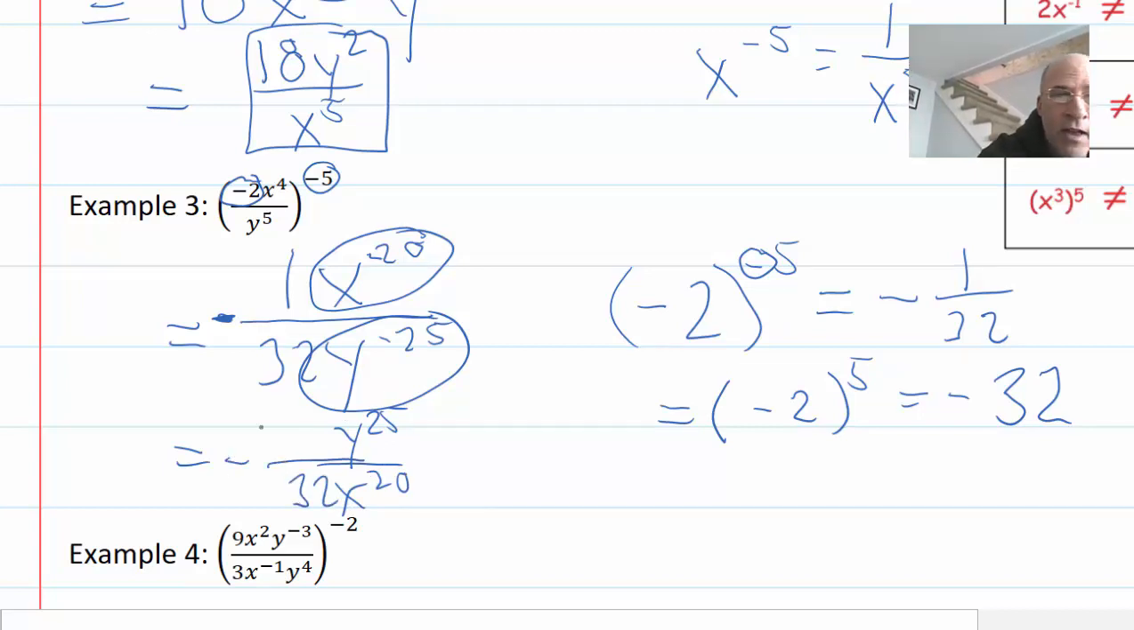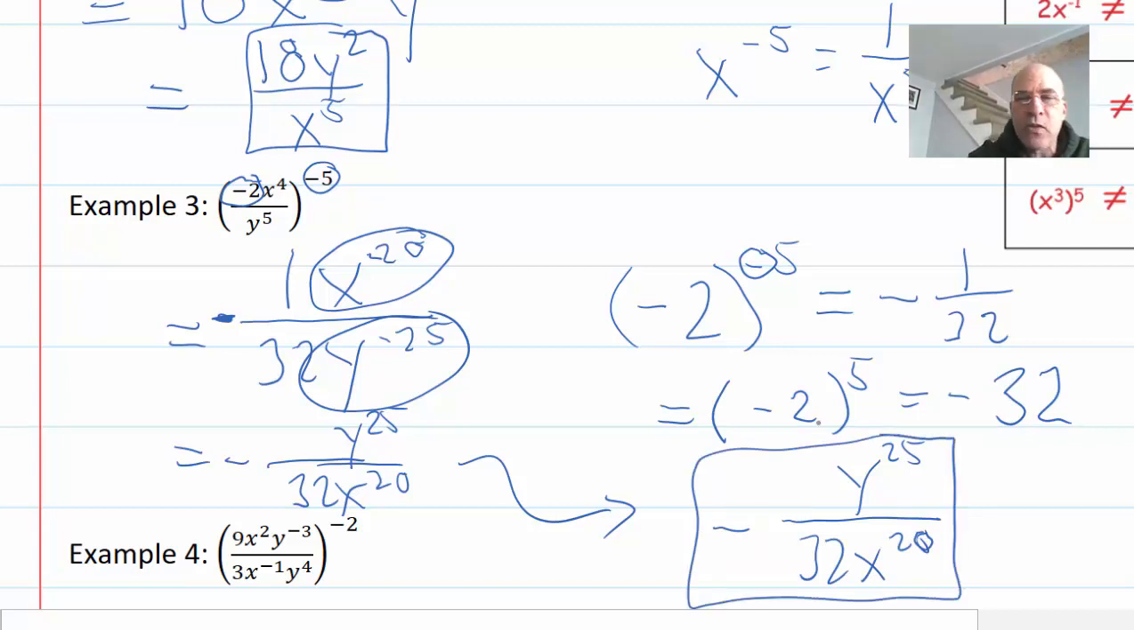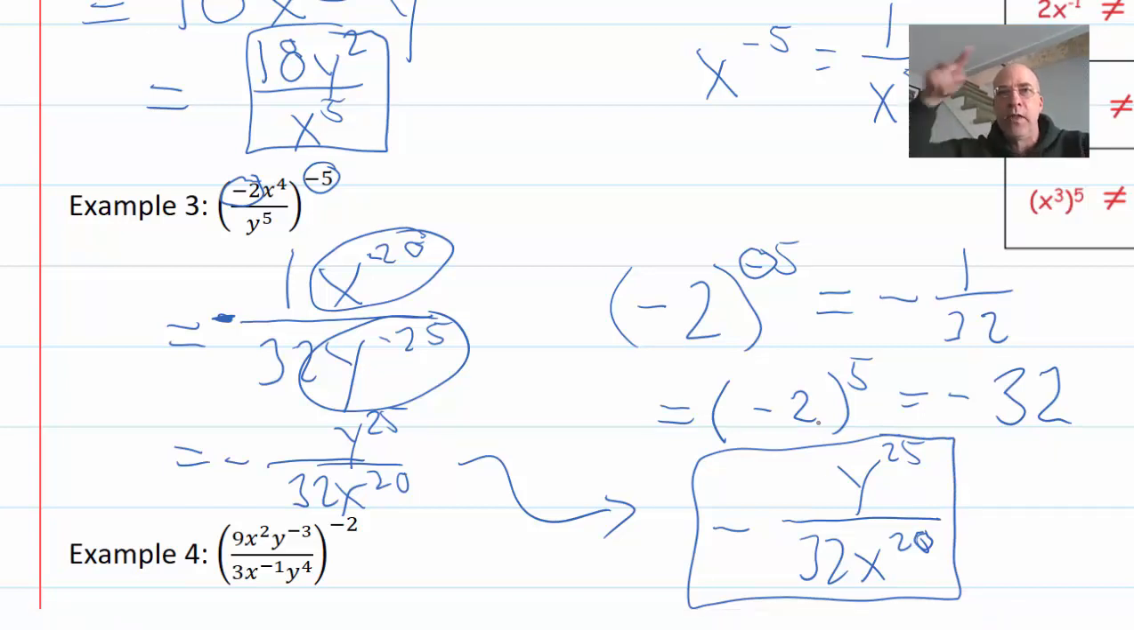Whole expression is negative. I'm going to write it a little bit clearer. I'm going to write it over here because I'm going to leave myself a lot of space. My solution is negative y to the 25th over 32 x to the 20th. And that is the simplification of that problem. That is one of the trickier ones we're going to do. There's a lot of negative exponents going on. Just remember, negative exponent means reciprocal. So things will move from numerator to denominator.